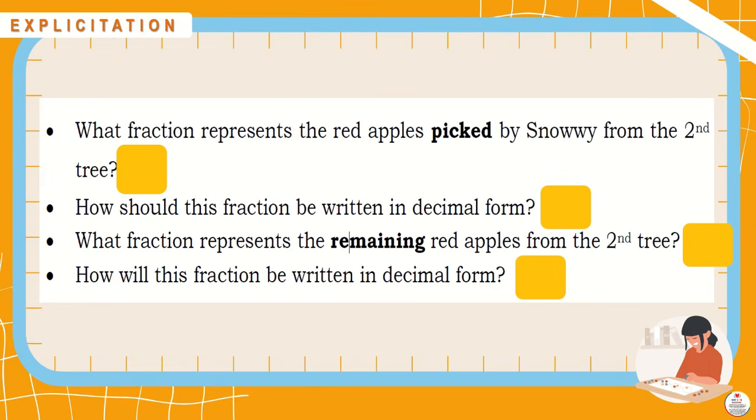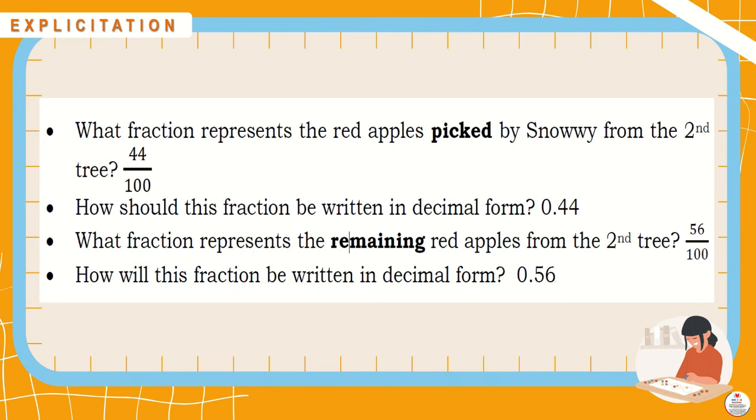What fraction represents the red apples picked by Snowy from the second tree? Very good. It is 44/100ths. How should this fraction be written in decimal form? You're right. It is 0.44 or 44 hundredths. What fraction represents the remaining red apples from the second tree? Very good. It is 56/100ths. How will this fraction be written in decimal form? You're right. 0.56 or read as 56 hundredths.